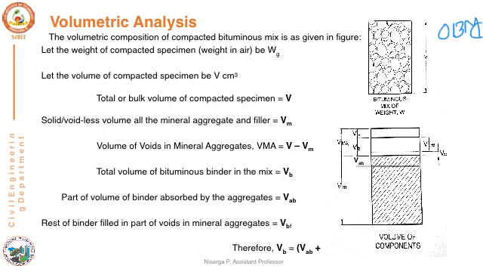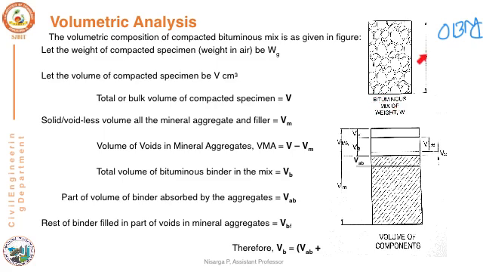So now, how to determine the optimum binder content will be studied using the volumetric analysis. The volumetric composition of the compacted mix can be studied using the picture here. Now you can see here the total weight of the bituminous mix, let us take it as W, and the volume of the bitumen mix will be V. The weight of the bitumen mix can be found out after the completion. Once you extract the bitumen sample, you have to measure the weight. That will give you the weight of the bituminous mix.